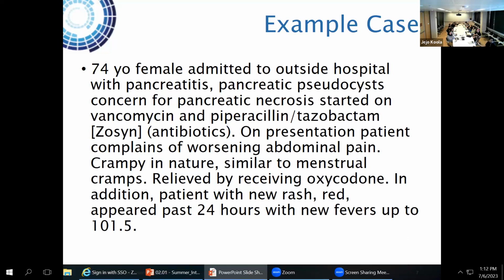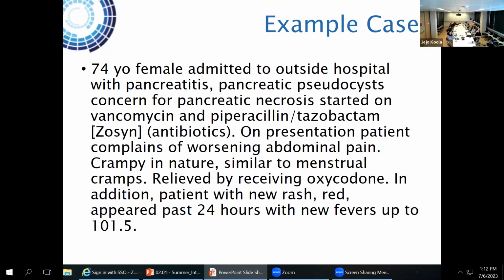So a 74-year-old woman is admitted to an outside hospital for inflammation of the pancreas called pancreatitis. They have a pancreatic pseudocyst, which is a kind of hollow ball that's filled with fluid. Concern for pancreatic necrosis. Necrosis means death of tissue. Started on some antibiotics called vancomycin and Zosyn.